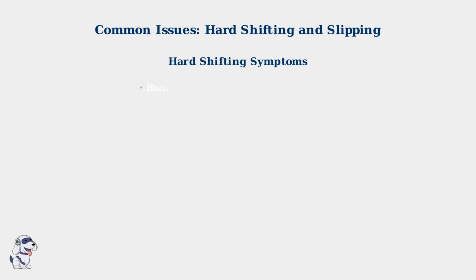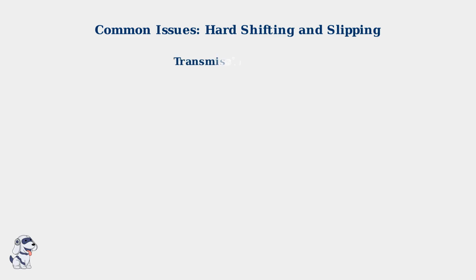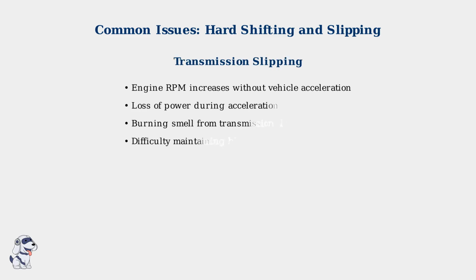Hard shifting manifests as harsh engagement when changing gears, delayed response to shift commands, audible clunking sounds, and vehicle jerking during acceleration. These symptoms often worsen over time if left unaddressed. Transmission slipping occurs when the engine RPM rises, but the vehicle doesn't accelerate proportionally. This creates a loss of power, often accompanied by a burning smell from overheated transmission fluid and difficulty maintaining consistent speeds.